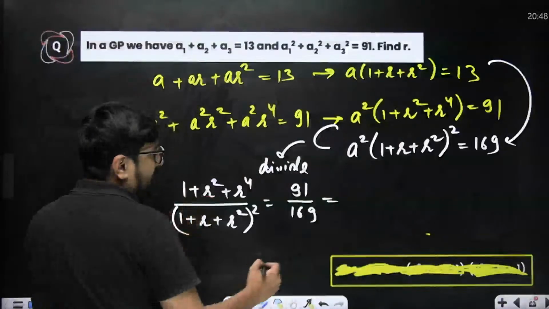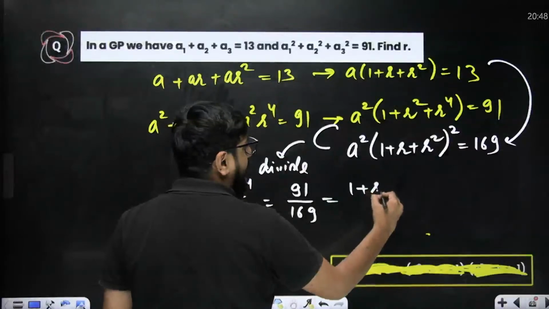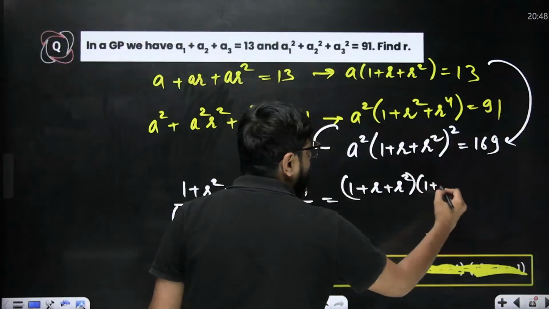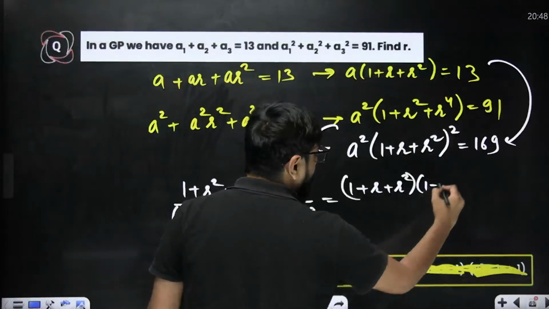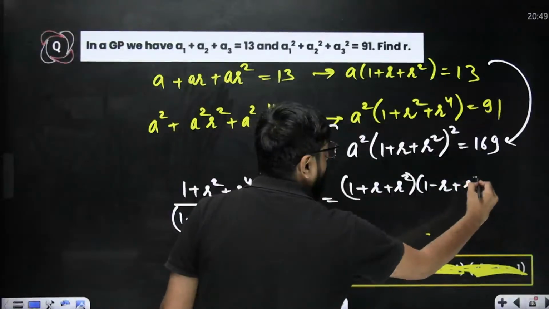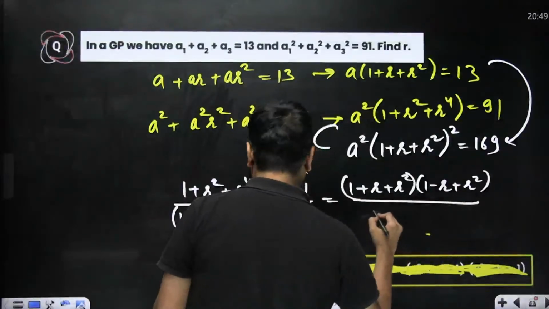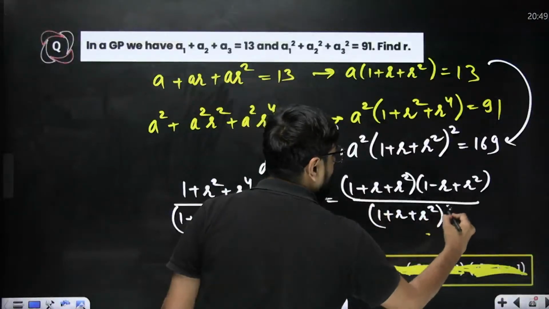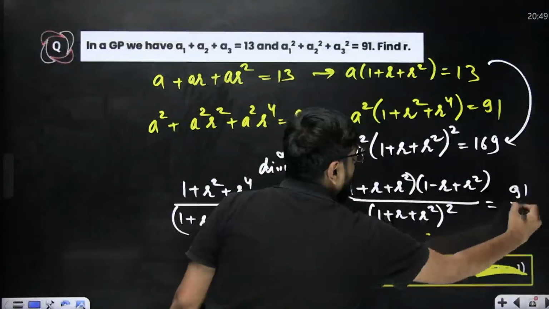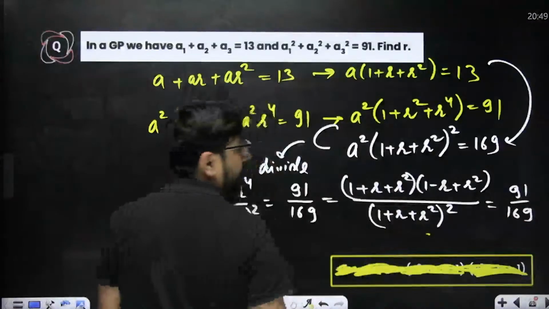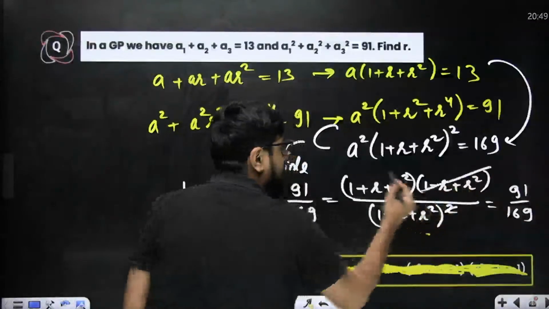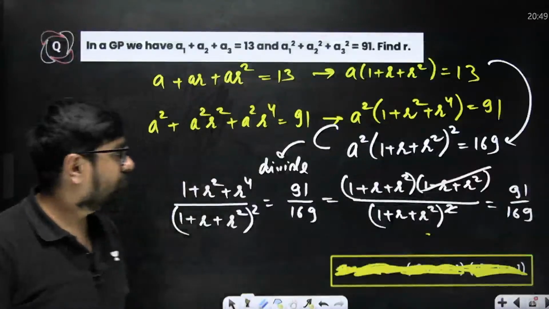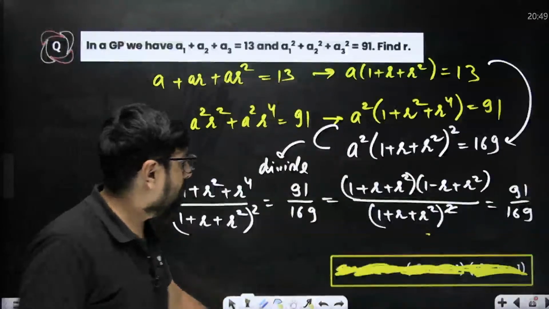The upper expression I'm going to write as 1 plus r square multiplied with 1 plus 1 minus r plus r square divided by 1 plus r square whole square. This is equal to 91 by 169. I cancel this with this. That's why I did this. Oy, wrong, wrong, wrong. This with this.